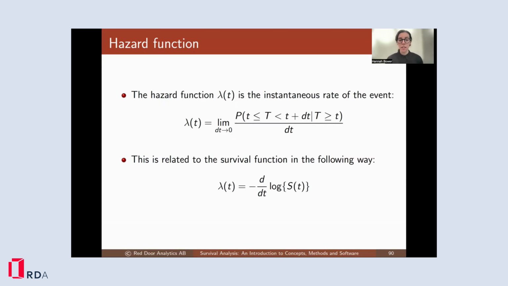The thing to note is that this is related to the survival function in this way, where we have that the hazard function is equal to the negative of the derivative of the log of the survival function. So we can look at the hazard function and get the survival function out, and vice versa.